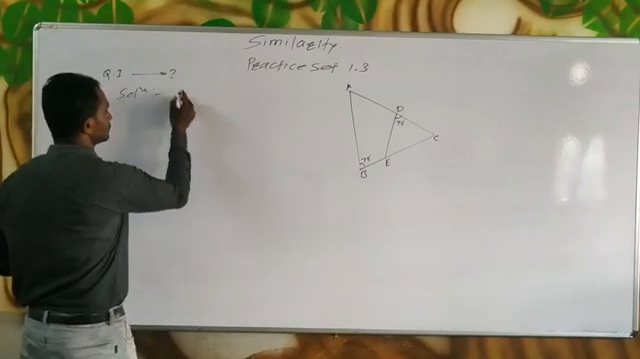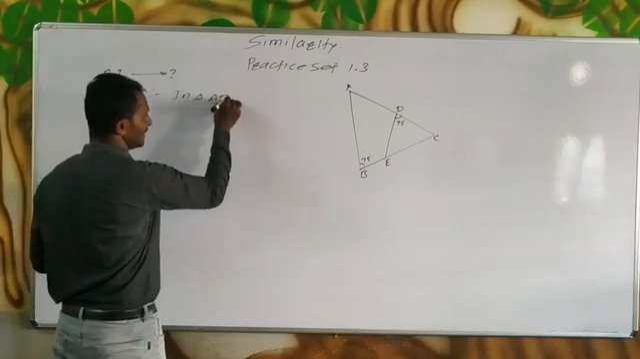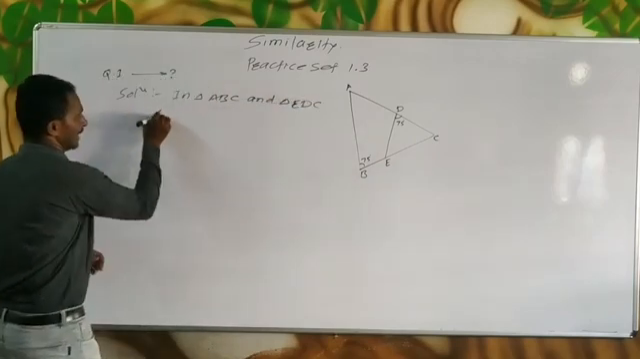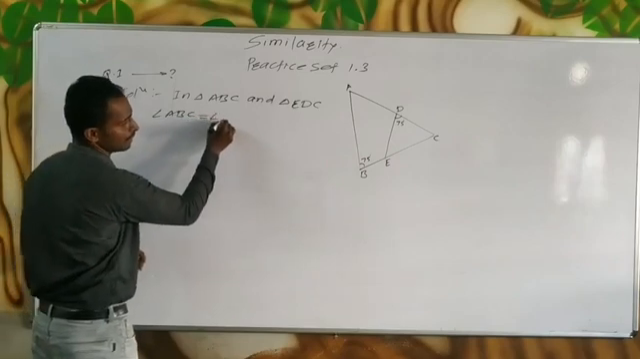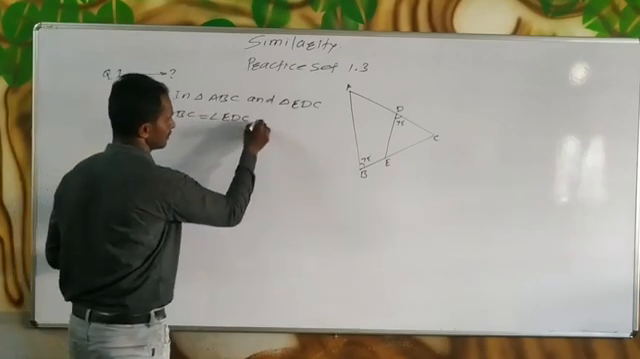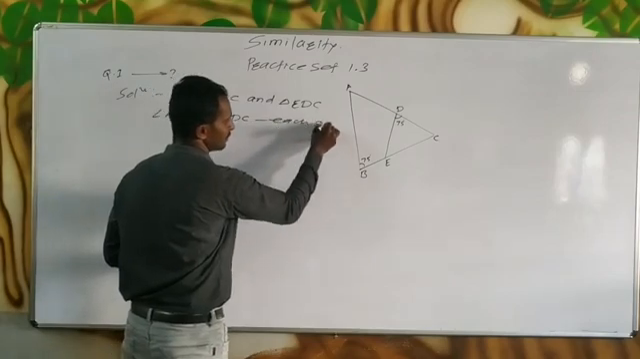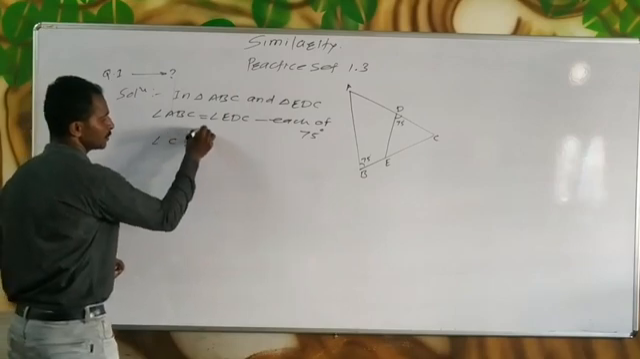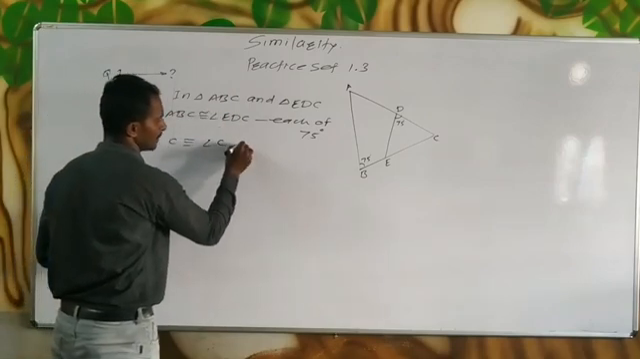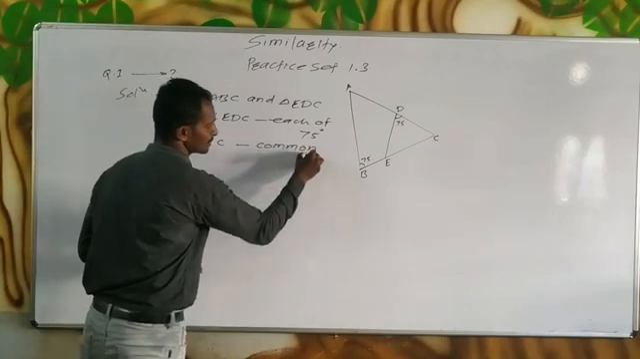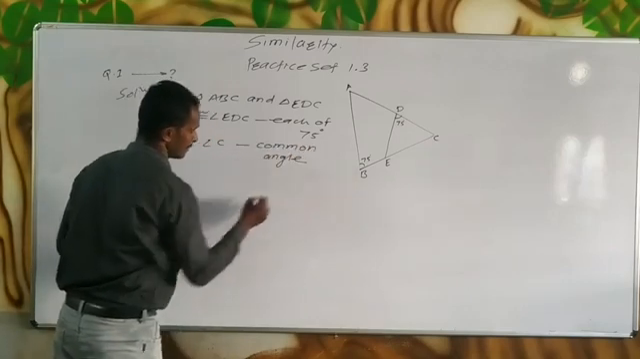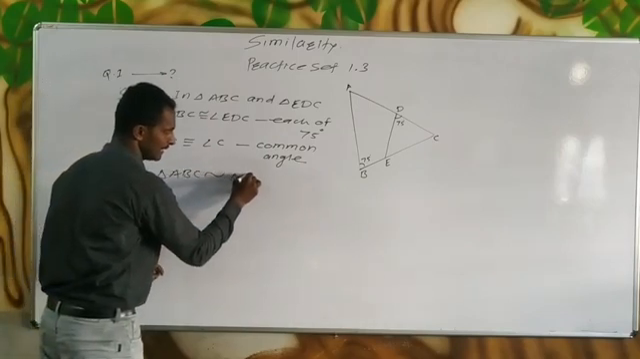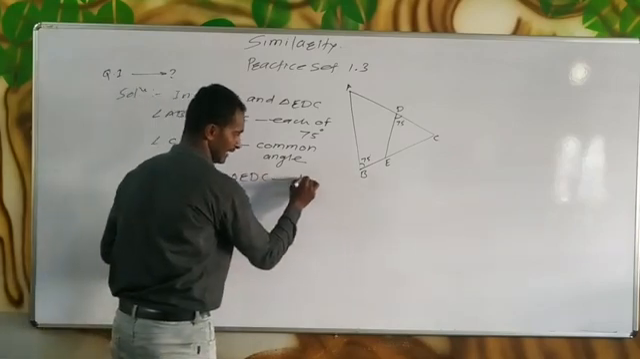So here we can write: in triangle ABC and triangle EDC, angle ABC equals angle EDC, this is given, each of 75 degrees. Next, angle C is congruent to angle C because it is a common angle of both triangles. Therefore, triangle ABC is similar to triangle EDC by the AA test of similarity.